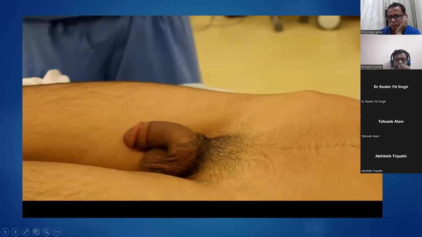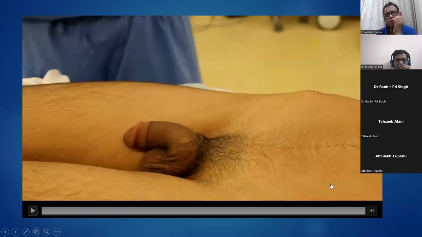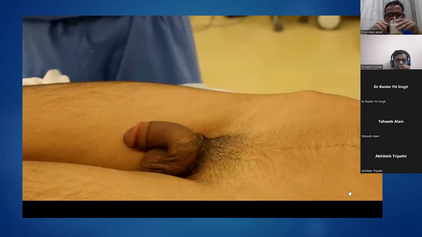Okay. Next is Nilanjan. Madam asked to see whether there are other abnormalities present in this patient or not. So what are the syndromes associated with hypogonadism? What will you look for?